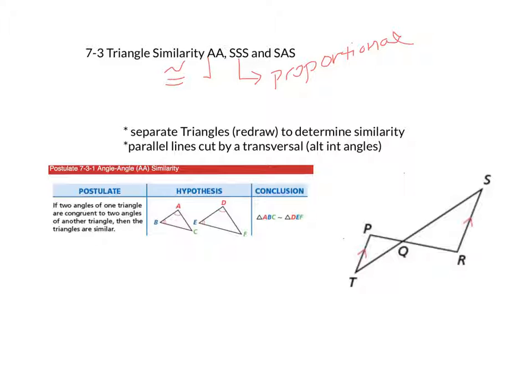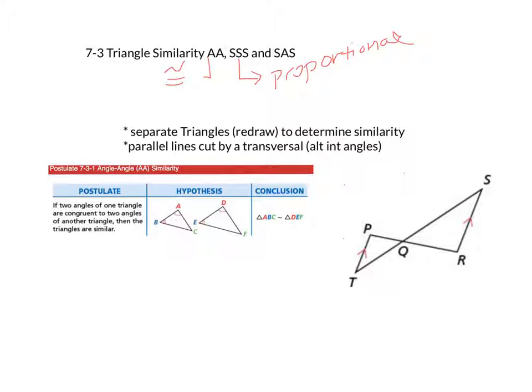All right, so our first postulate is AA. AA says if we have two angles of a triangle that are congruent, we know that those triangles are similar. Really, it's AAA because of the third angle theorem. We know that the third angle is congruent as well, but we just call it AA. So two angles are congruent, we know that the triangles are similar.